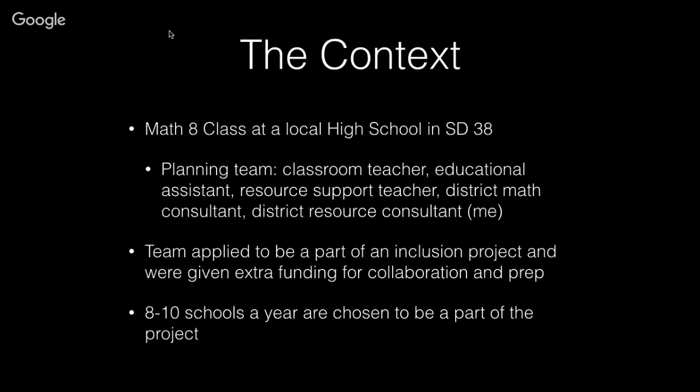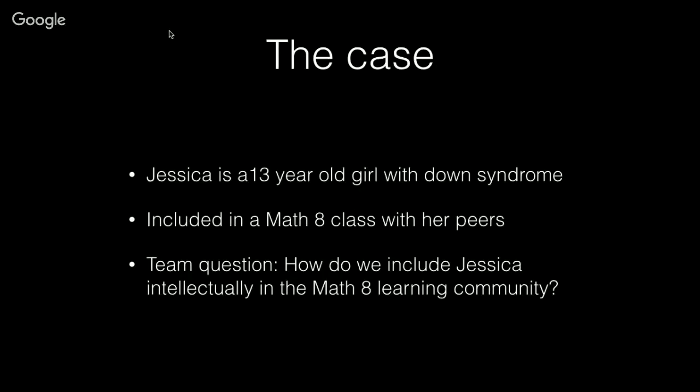This team was given some extra funding for this kind of collaboration and prep. And then, like I said, there was about 8 to 10 schools that were a part of it. This particular class was at a high school. The student that we're focusing on is Jessica. She's 13 years old with Down syndrome, and she was included in a Math 8 class with her peers.